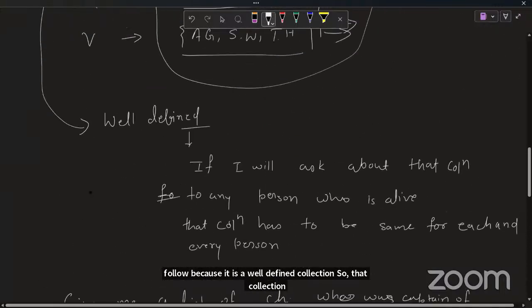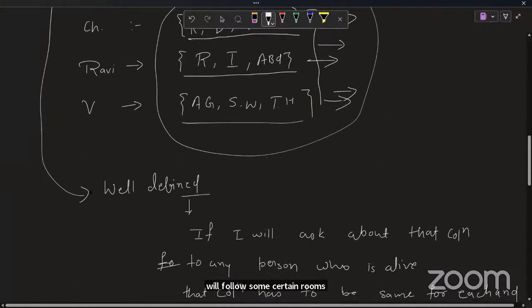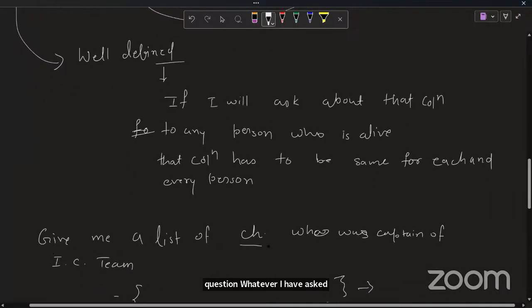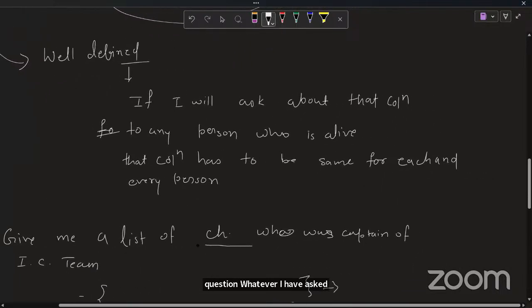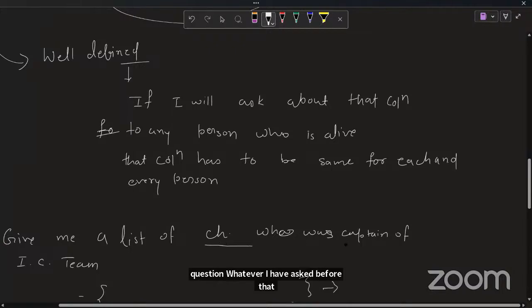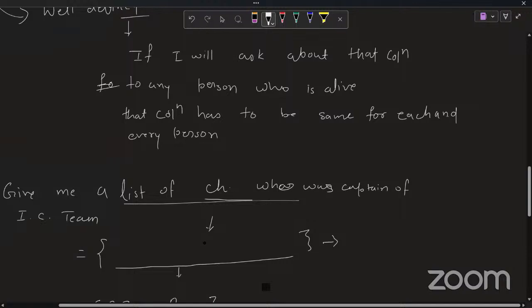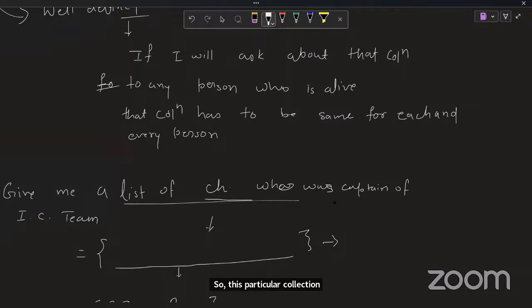Just like in the initial question I asked before, give me a list of cricketers who were captain of the Indian cricket team. This collection follows a rule, because the elements inside this collection have to be captains of the Indian cricket team.